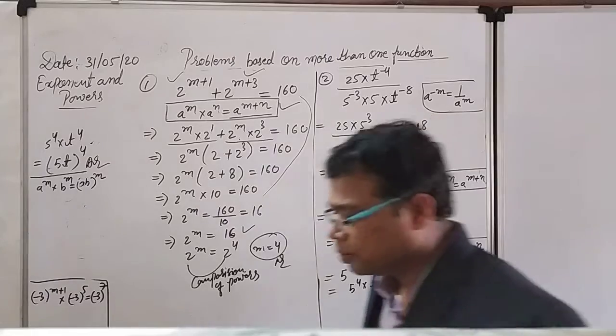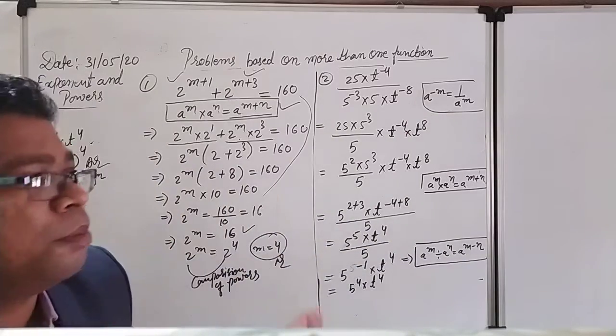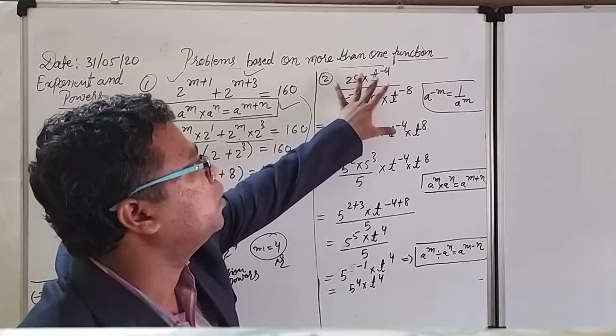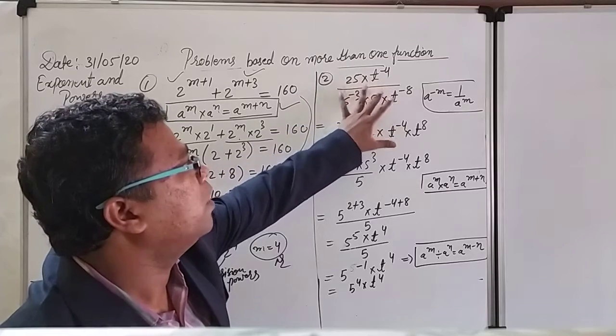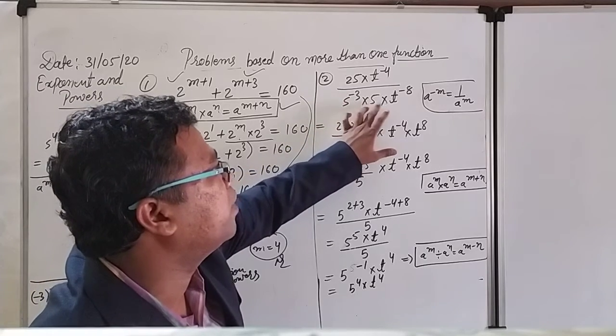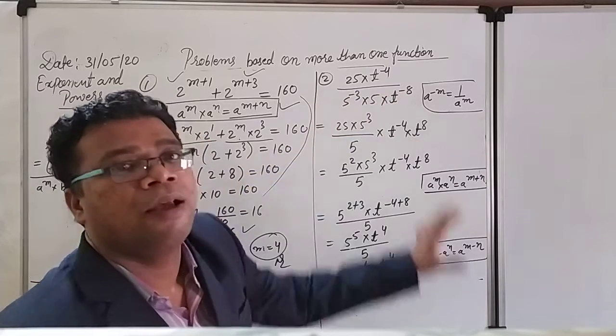See the second question. The second question is also a little big question, so no problem. Read the question first: 25 into 2 to the power minus 4. On the downside, in the denominator, you can see 5 to the power minus 3 into 5 into t to the power minus 8.